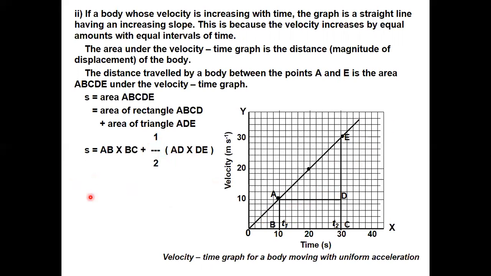Understood children? Here again we have taken velocity along the y-axis and time along the x-axis. And you will get the distance traveled, that is S equals AB into BC plus half into AD into DE, that is area of rectangle plus area of a triangle.